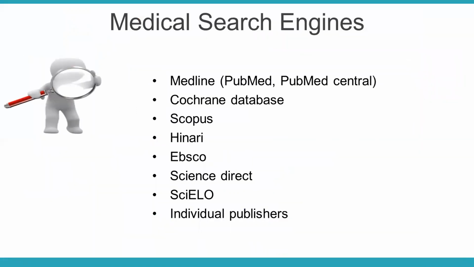But that's not enough. We have medical search engines like Medline, Cochrane Database, Scopus, EBSCO, Science Direct, and various individual publishers. But the most common freely available are Medline, Cochrane, and Scopus. But for medical search, we most often go for Medline. So I will go ahead with PubMed searching. So how do you do PubMed searching?